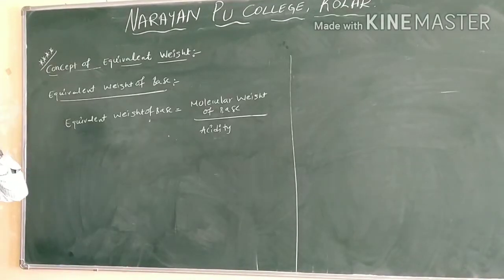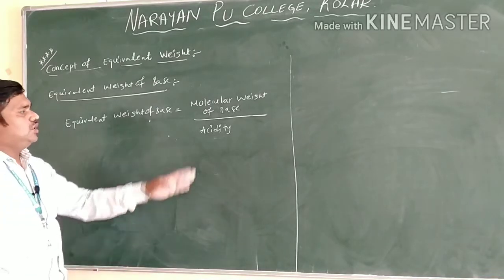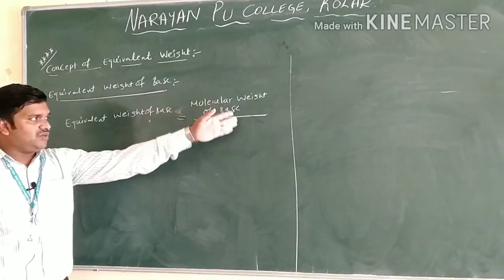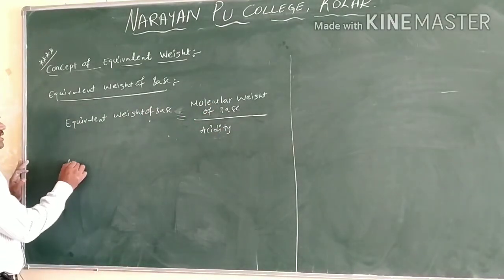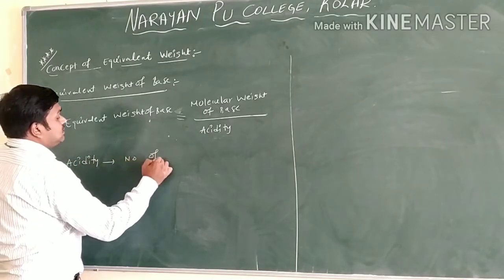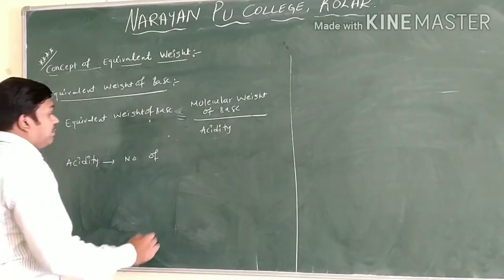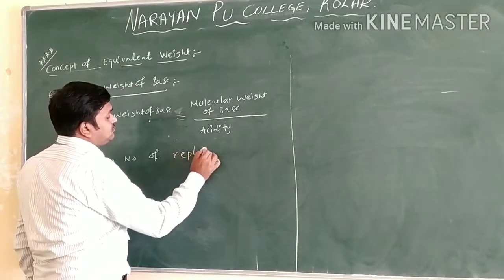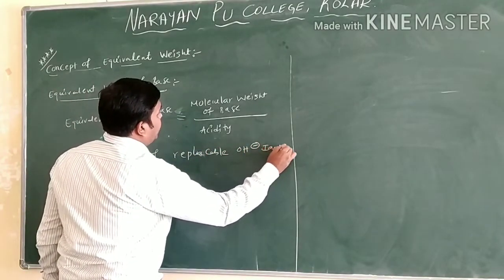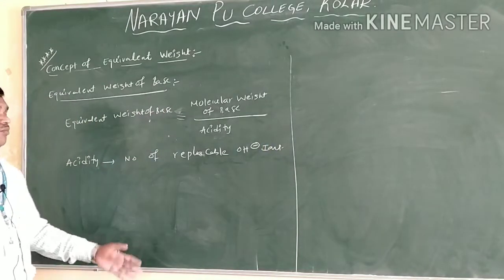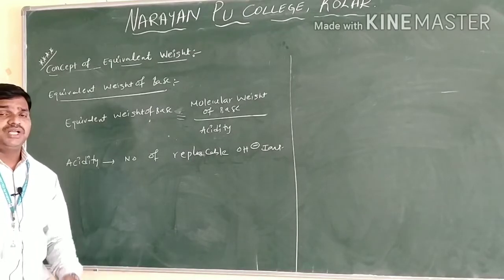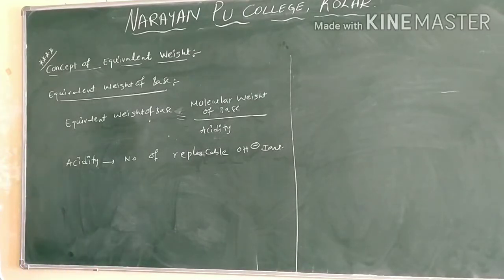Next we have equivalent weight of the base. Equivalent weight of the base is equal to molecular weight of the base by acidity. We discussed acid, molecular weight of acid by basicity. And what is acidity? Acidity means number of replaceable OH minus ions. If the compound gives 1 OH minus, the acidity is 1, 2 OH minus, acidity is 2, 3 OH minus, acidity is 3, we can observe like this only.